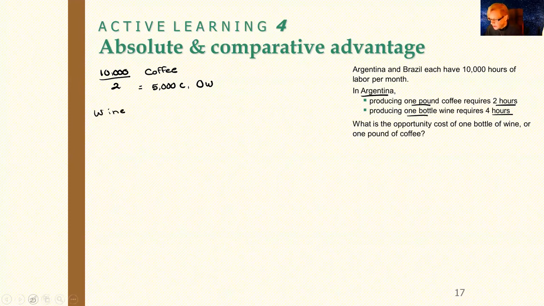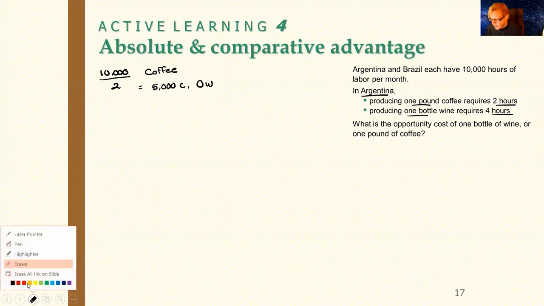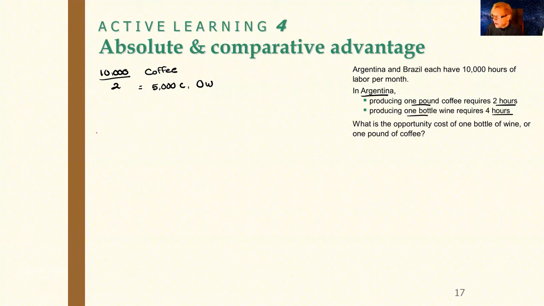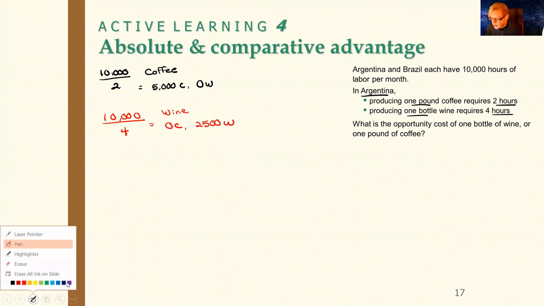Okay, I'm just going to produce wine. Actually, I should trade up colors so we can keep these straight. Sorry, it always takes me so long to do that. But okay, so now I have 10,000 labor hours. I'm looking at wine only, and 10,000 divided by the 4. So I have no coffee and 2,500 bottles of wine.